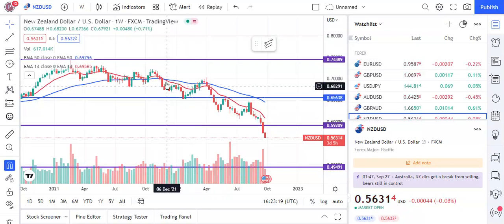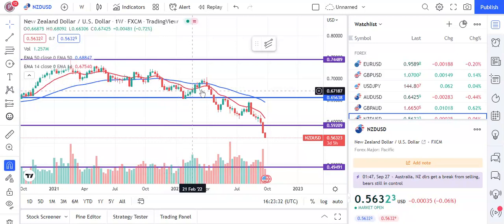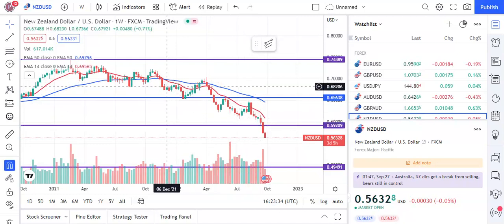The price is heading down. From this point, if you take a look at my pointer, you will see that the red line, being the 14 EMA, has crossed the 50 exponential moving average, that is the blue line, heading down. So price is actually heading down. The red line is below the blue line.